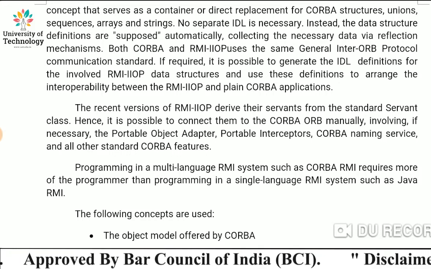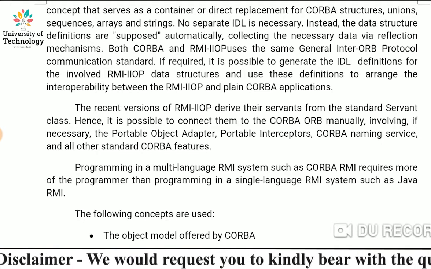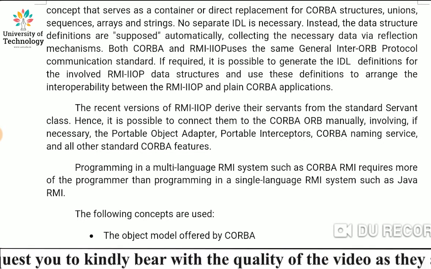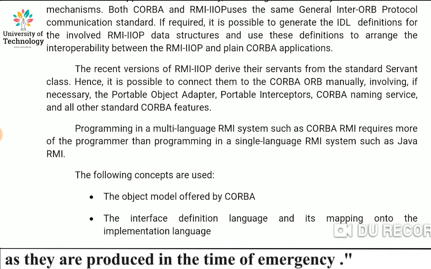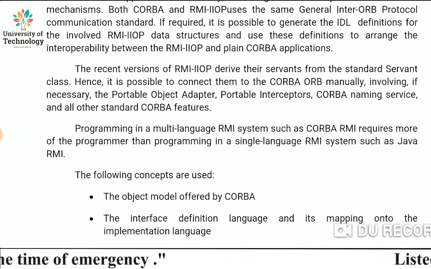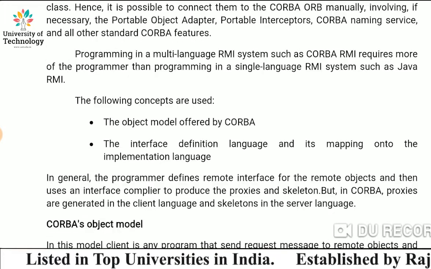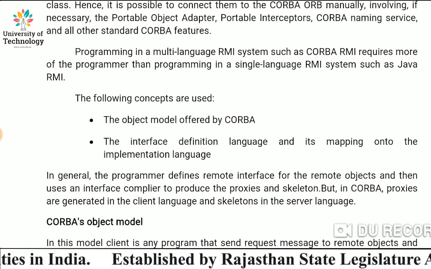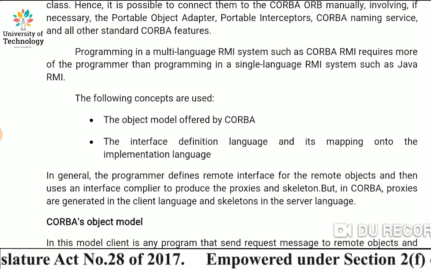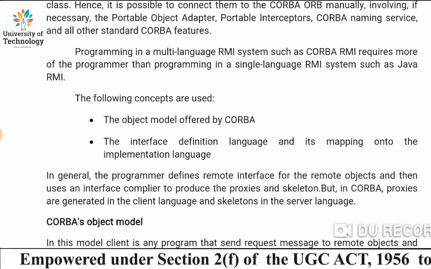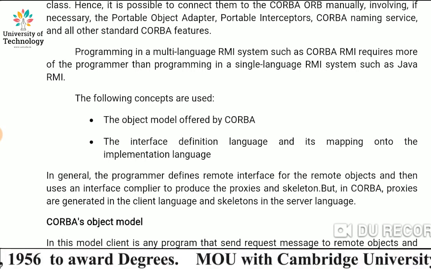So programming in a multi-language RMI system such as Corba RMI requires more of the programmer than programming in a single language RMI system such as Java RMI. So the following concepts are used: the object model offered by Corba, the interface definition language and its mapping onto the implementation language. In general, the programmer defines remote interfaces for the remote object and then uses an interface compiler to produce the proxies and skeleton. But in Corba, proxies are generated in the client language and skeleton in the server language.